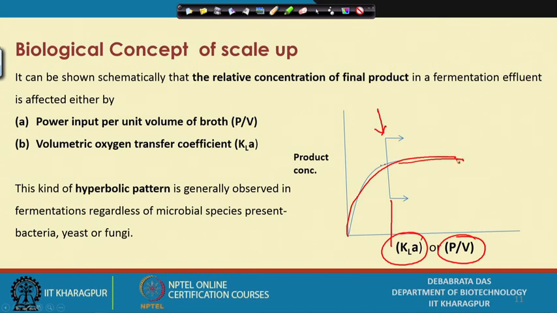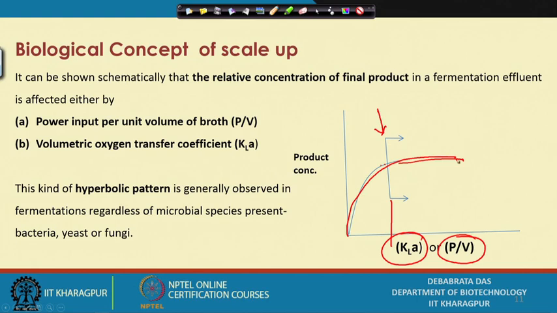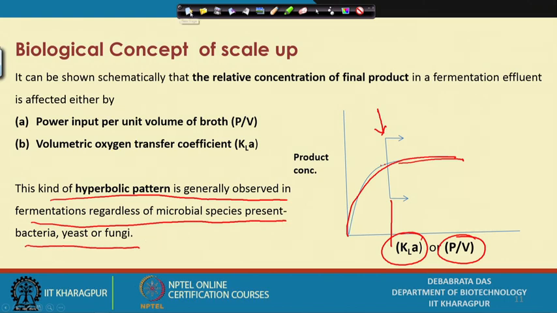We know the more power you spend, the more money we shall have to spend on the process, so it will be more expensive. So the biological concept is to find the minimum power required to get the maximum amount of product. Here this kind of hyperbolic pattern is generally observed in fermentation, regardless of whether the microbes are bacteria, yeast or fungi.